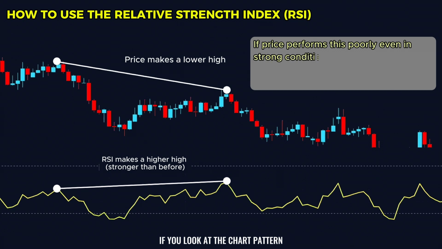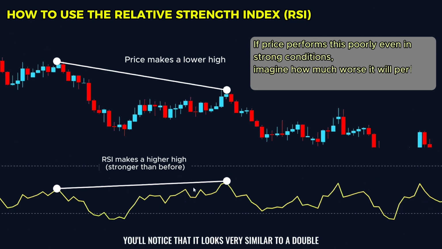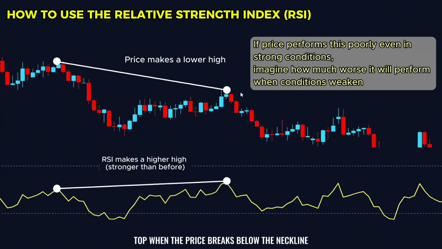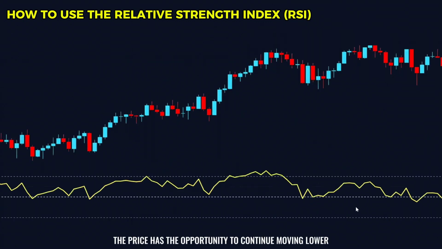If you look at the chart pattern, you'll notice that it looks very similar to a double top. When the price breaks below the neckline, we can also open a short position. In this example, we have multiple confirmations. We can comfortably enter the short trade. After that, the price has the opportunity to continue moving lower.